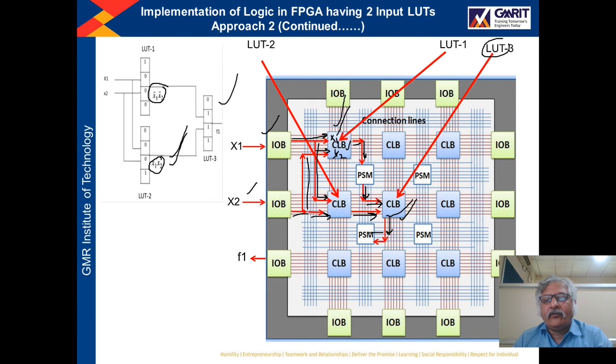So in this way the output of this CLB is routed here. From here it may route to this PSM, from here to this PSM, from here to this PSM, and from here it may route to this IOB, and you will get the output here. So all these routings will be done automatically by the bit file. Logic will be implemented in the LUT, and which LUT will be selected will be decided by the placement and route tool. So in this way we can implement our logic in FPGA, right?